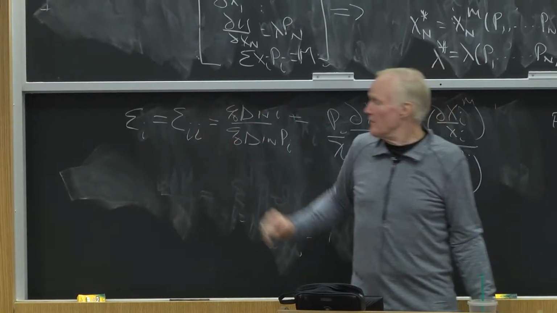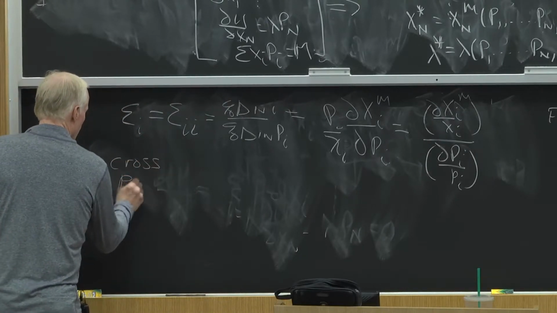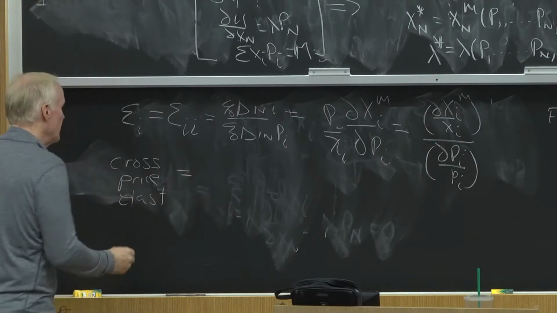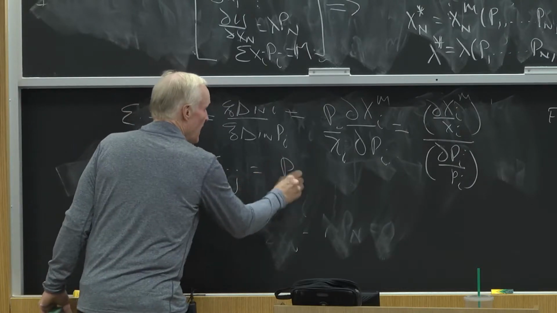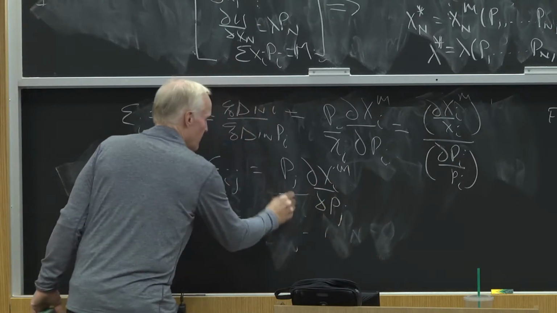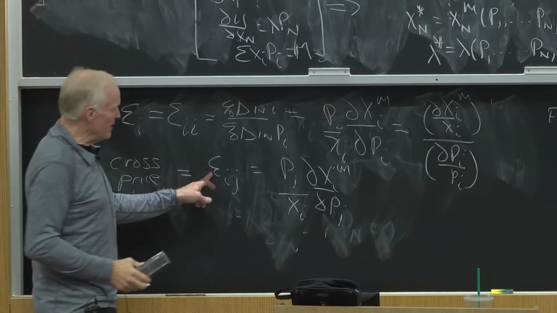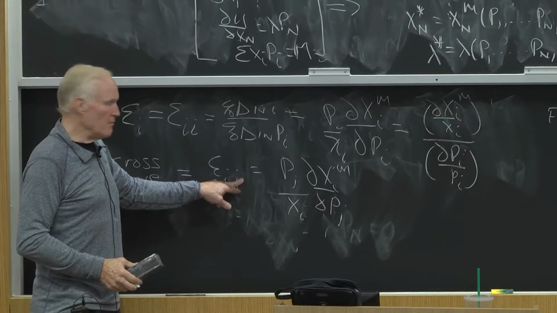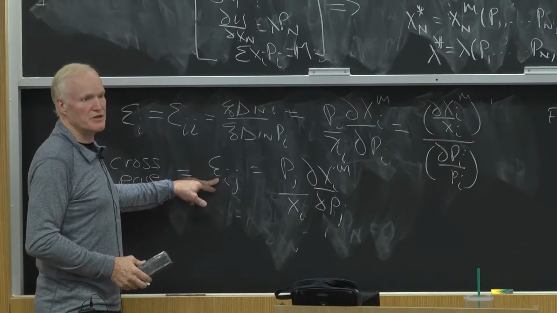There's also what we might call cross-price elasticity, which is epsilon_ij equals p_j over x_i times partial x_i^m over partial p_j. So when I write epsilon_ij, I mean the elasticity of i with respect to the price of j. How much does a 1% increase in the price of j reduce or increase the consumption of good i?